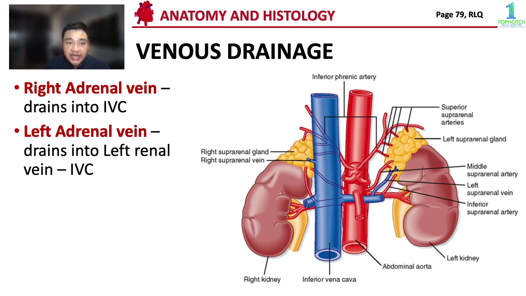Likewise, the venous drainage of your adrenal, on the right side, it drains directly to the IVC. On the left side, it drains first into the left adrenal vein, to the renal vein, and then finally to the IVC. Kaya nila to favorite sa exam, because different ang drainage ng left sa right. Sa right, okay, almost always direct ang drainage niya to the IVC.